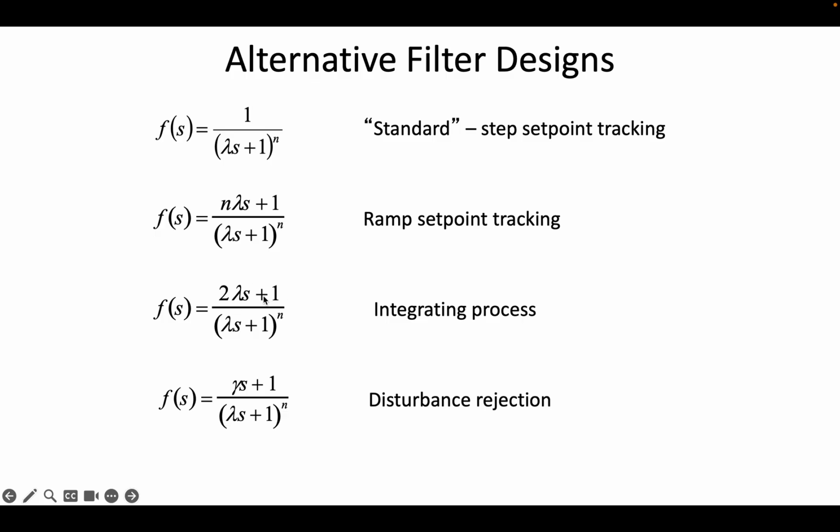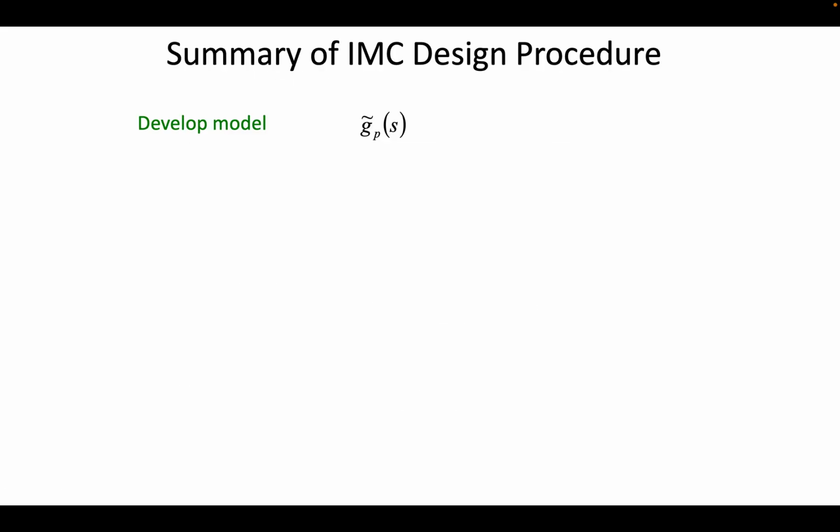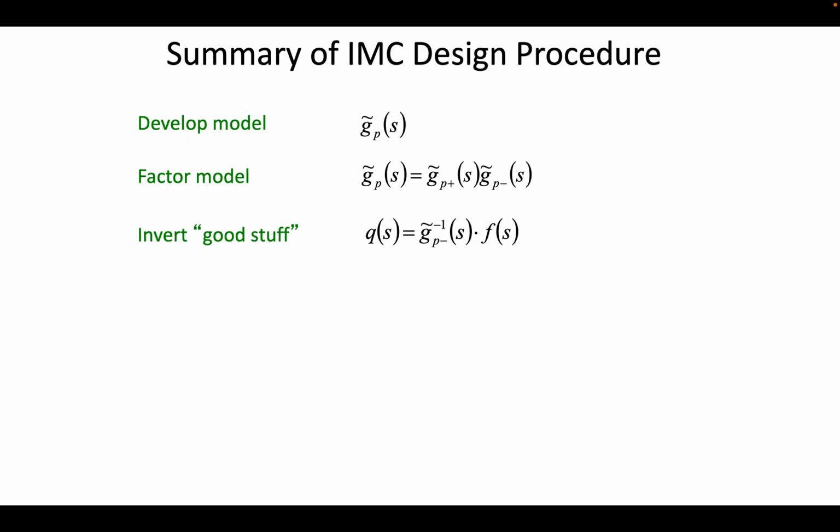And then we'll show a specific case where you may want to have improved disturbance rejection, and we'll have the form shown as the last filter design. So to summarize the design procedure, you develop a model, GP squiggle, you then factor it into the bad stuff and the good stuff, where the bad stuff contains the right half plane zeros and time delays.